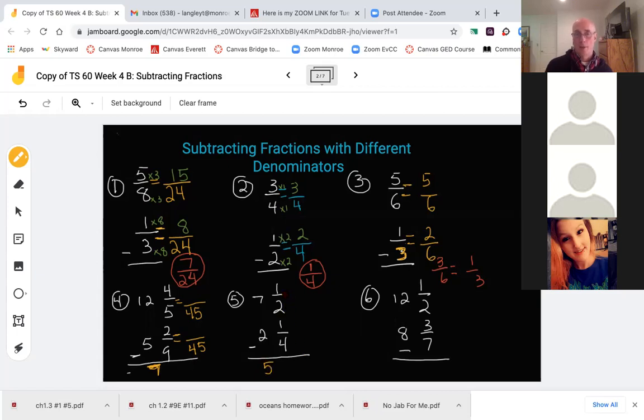I'm looking at my denominators, and my brain's just going, hey, they both go into 4. They both go into 4. That's the lowest common denominator. Give you a moment to copy that down.